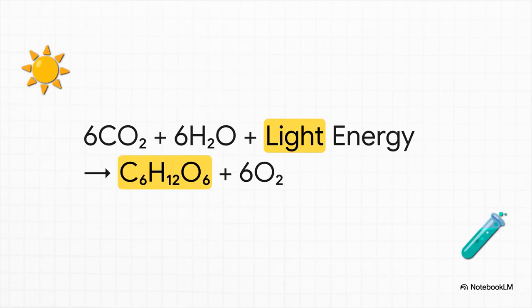Because this is a chemical process, we can represent it with a balanced chemical equation. Here it is exactly as it happens. 6 CO2 plus 6 H2O plus light energy yields C6H12O6 plus 6 O2. Or in other words, 6 molecules of carbon dioxide plus 6 molecules of water plus light energy yields 1 molecule of glucose plus 6 molecules of oxygen.